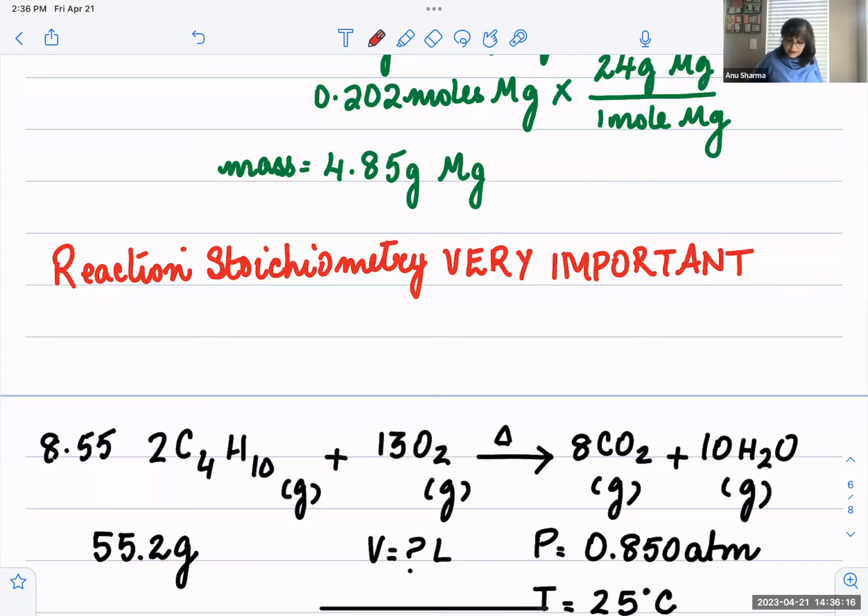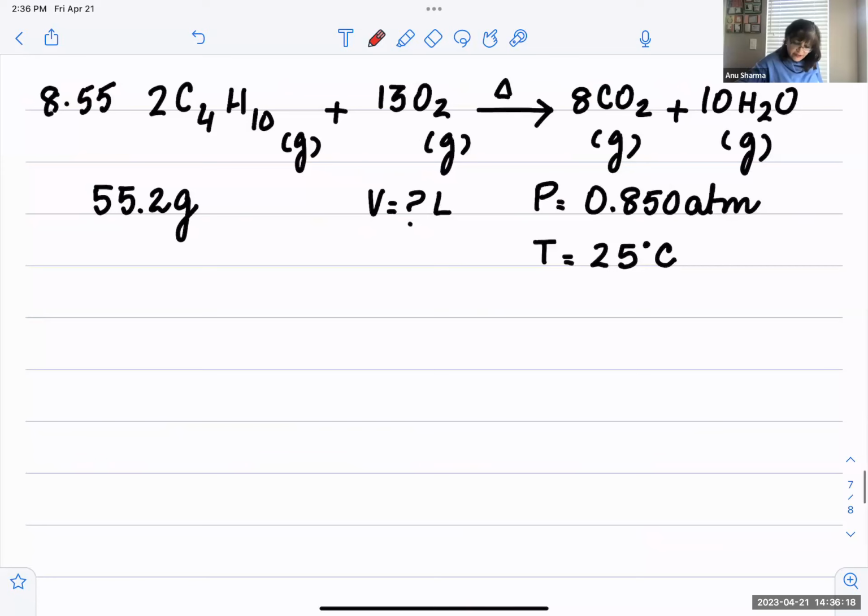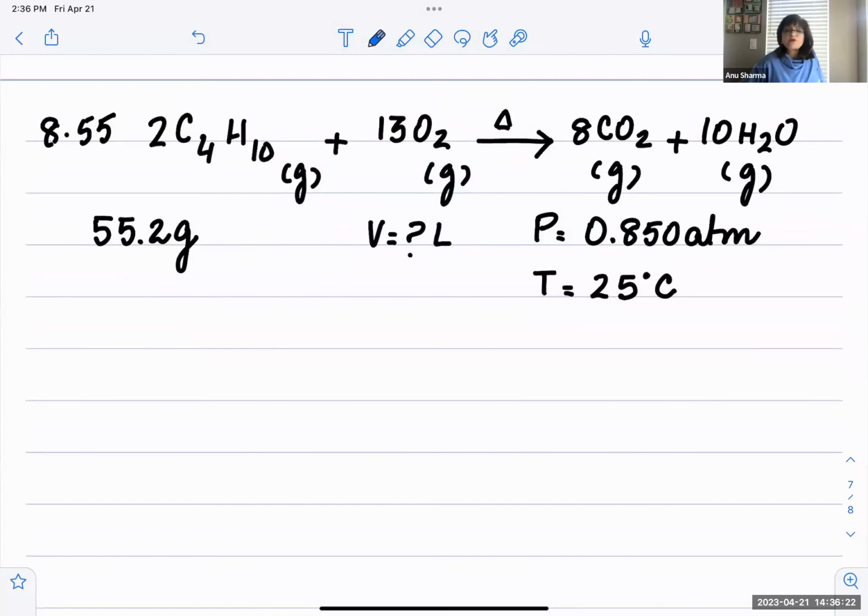Okay, all right. Next, you are given a scenario where you are given butane. It is going through a combustion reaction, and this is problem 55, a combustion reaction producing carbon dioxide and water. So all this is balanced. Now the question is, how many grams, or how much volume in liters of oxygen is needed to combust 55.2 grams of butane? And the pressure and the temperature are given to you.